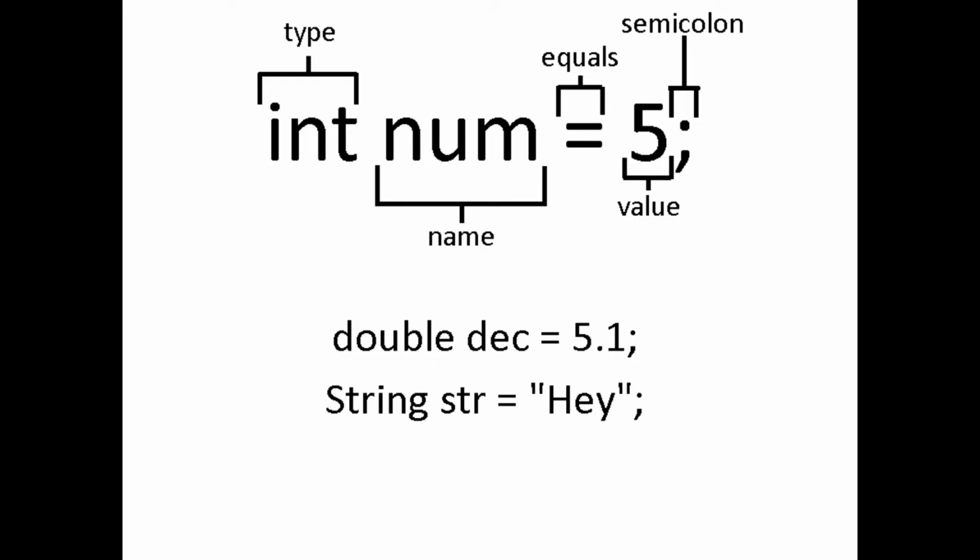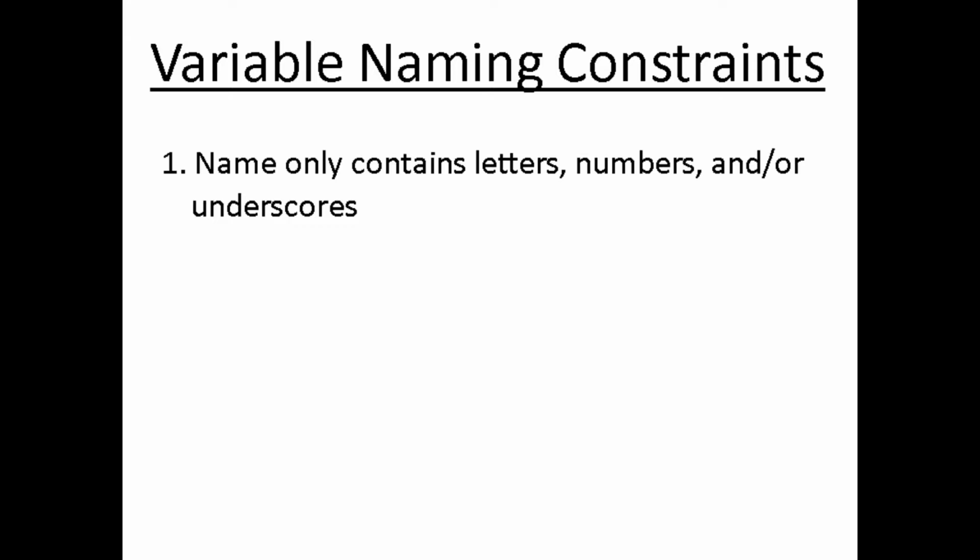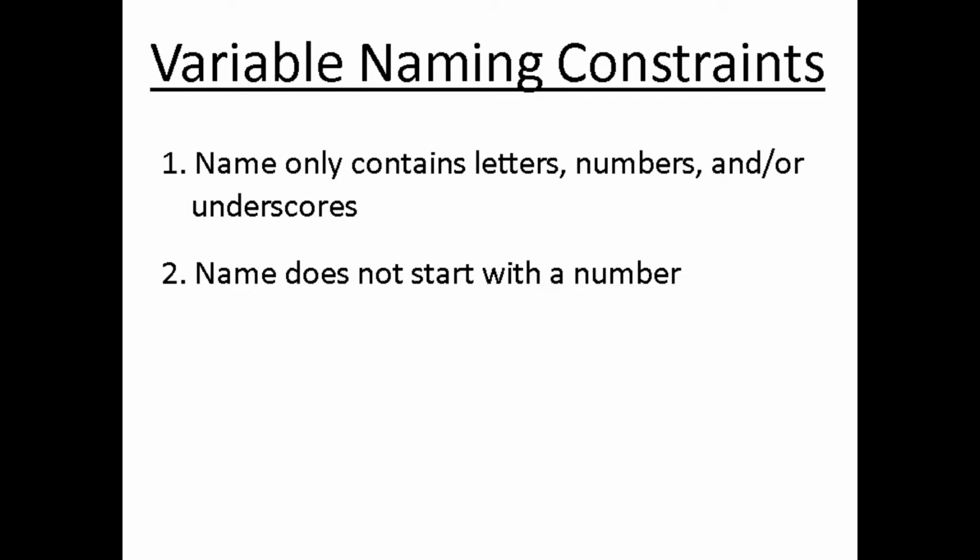We can call this variable anything we want as long as it follows the following four constraints. First, the variable name must only contain letters, numbers, and underscores, no spaces or any other symbols. Second, the variable name cannot begin with a number, only a letter or an underscore. Third, the variable name cannot be a keyword. Keywords are words used as fundamental syntax for the Java language. You can tell if something is a keyword in Eclipse if it is highlighted purple.